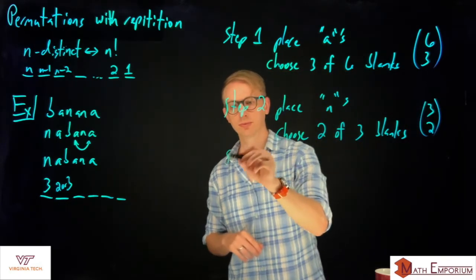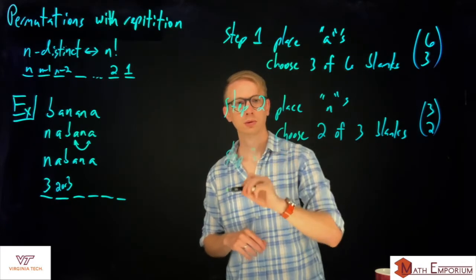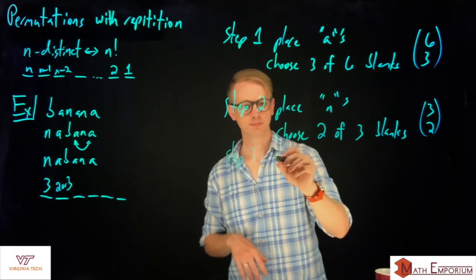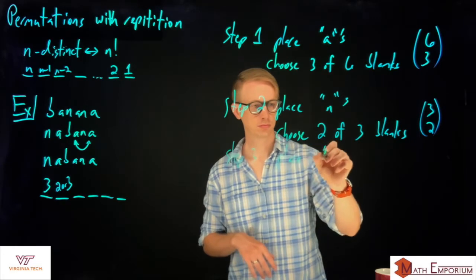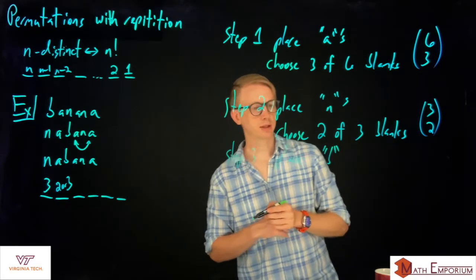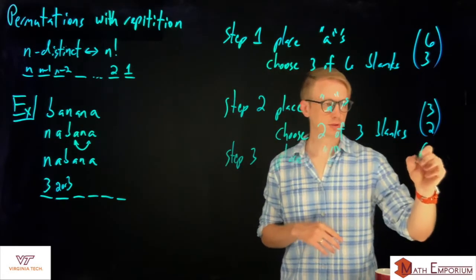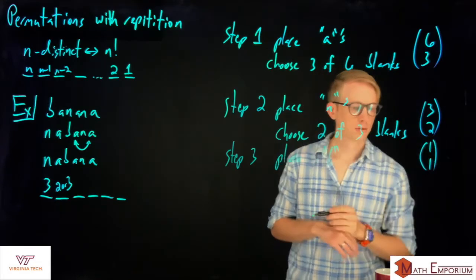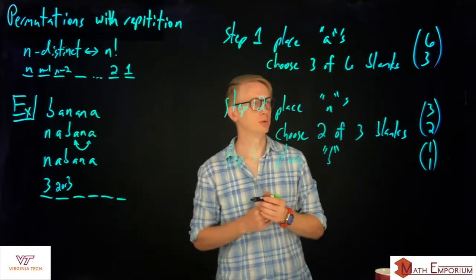In our final step 3 is to place the B. And there's 1 blank left, and we have to choose 1 of them. So while it looks silly, it's complete to have 1 choose 1 being the last step.